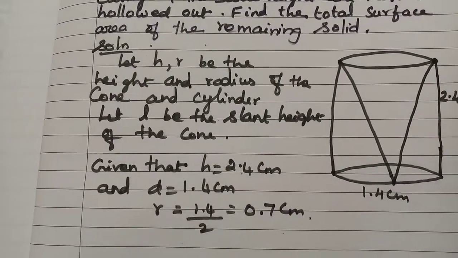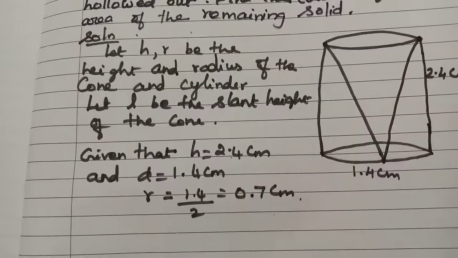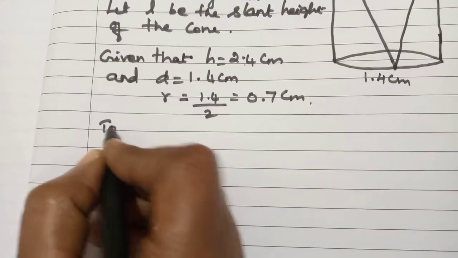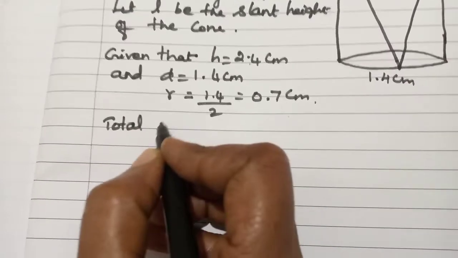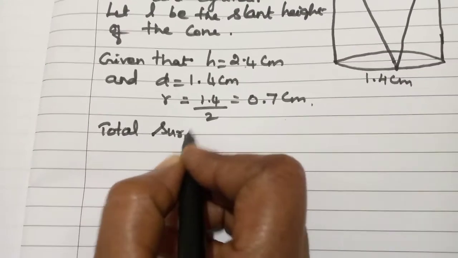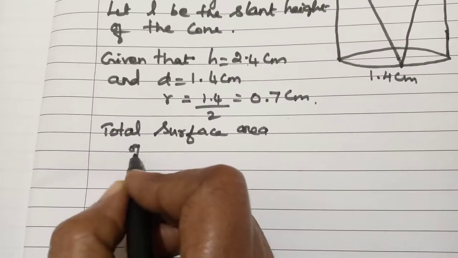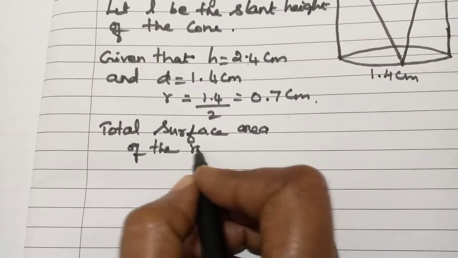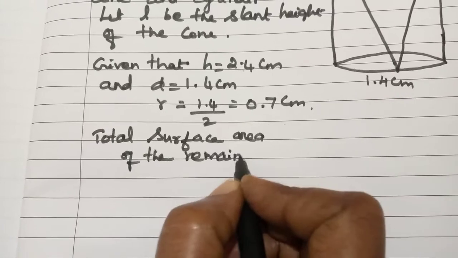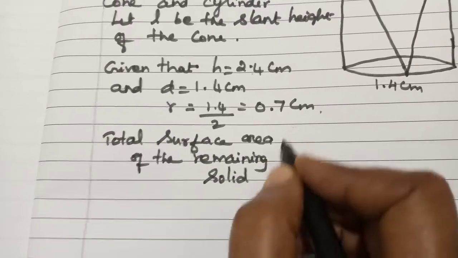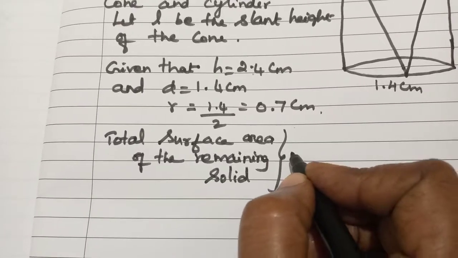We need the total surface area of the remaining solid. What are the remaining solids? We have the total surface area of the remaining solid is equal to, what are the remaining solids we have?